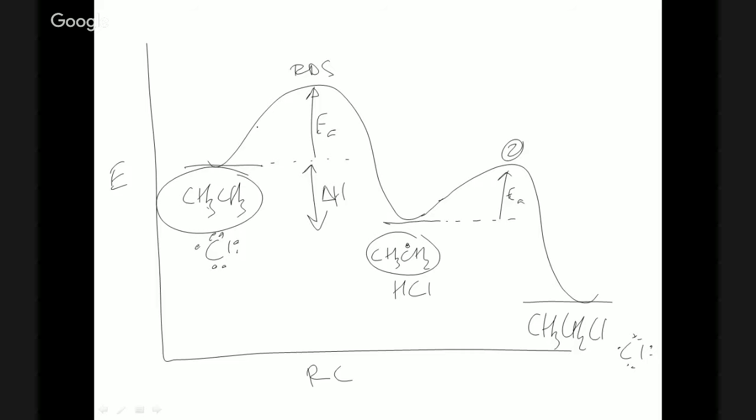Okay, so this gets complicated and nuanced. We'll give you a take-home message sort of at the end. Okay, the take-home message from this one is chlorination is exothermic. Okay, that's the big message here.